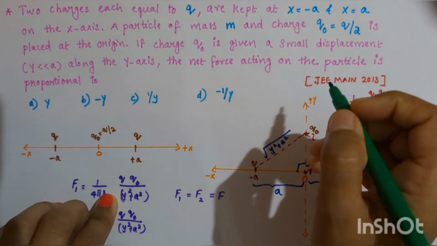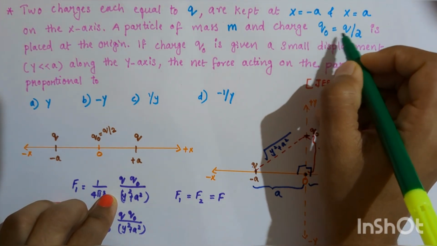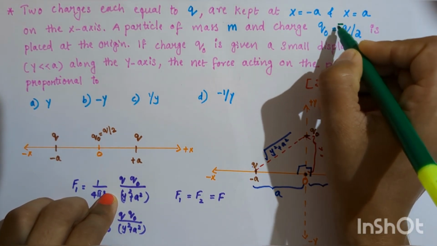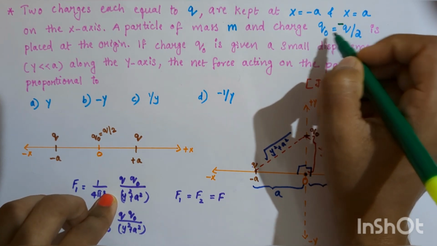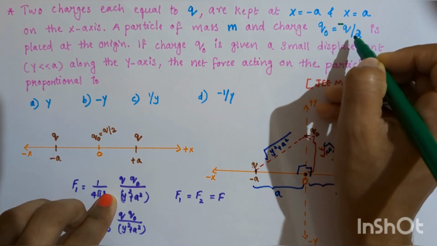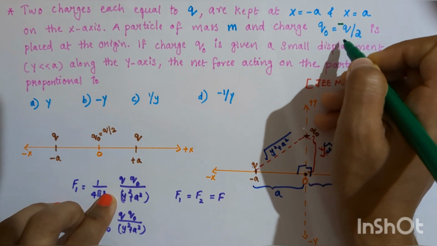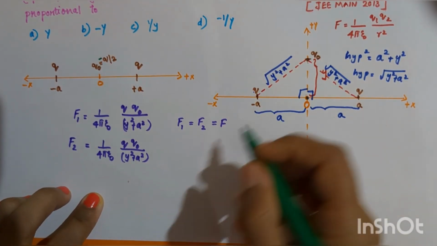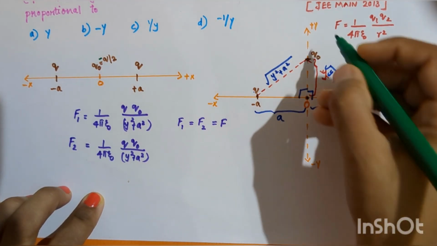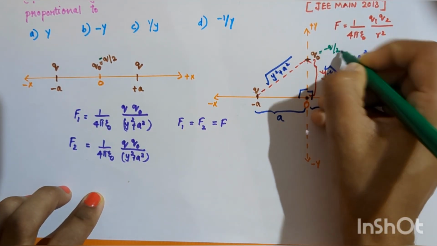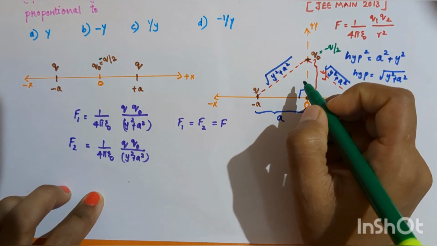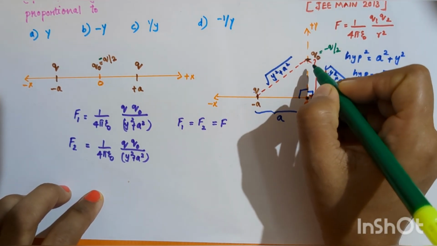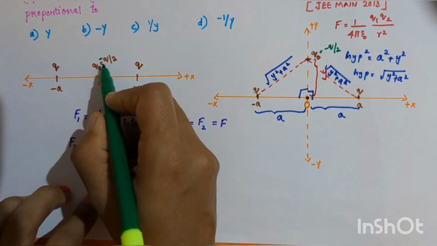Now you see, it was by mistake written as q0 equals q by 2. In the question it is actually minus q by 2. So please note that there is a slight change in the question. The charge q0 is actually minus q by 2. Okay, there is a negative sign here. So you see this charge q0 is not q by 2, it is minus q by 2. In the question I wrote it as q by 2 by mistake, but it is minus q by 2. Please note that. Here also I changed it, minus q by 2.